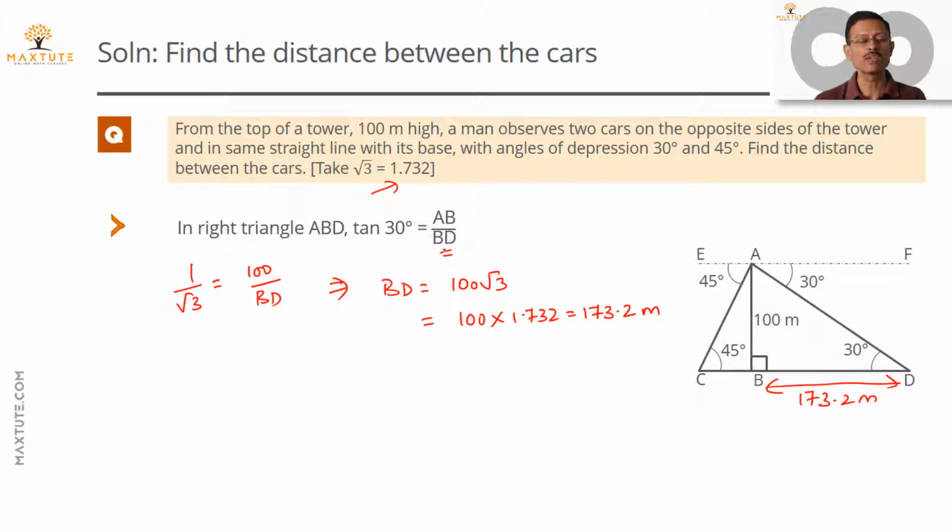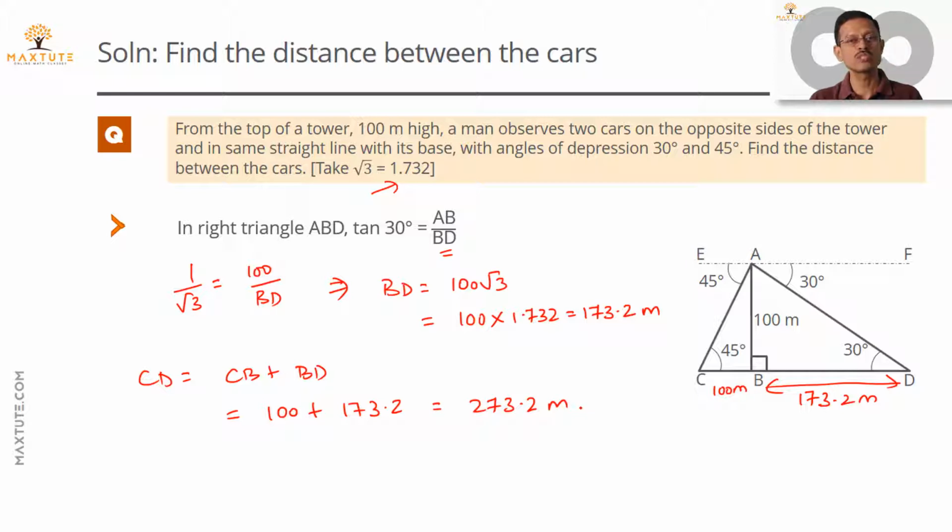What do we have to find out? We need to find out CD. In the last slide, we computed CB to be equal to 100 meters. So CD is nothing but CB plus BD, which is equal to 100 plus 173.2. That gives us an answer of 273.2 meters. The distance between the two cars is 273.2 meters. It's a reasonably easy question.